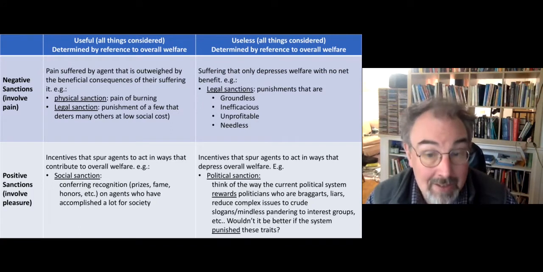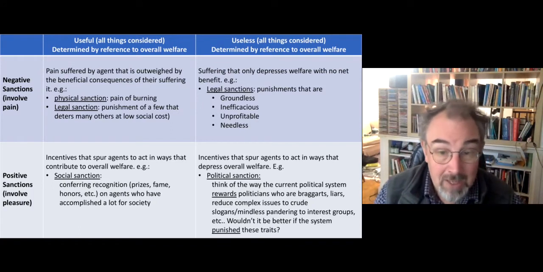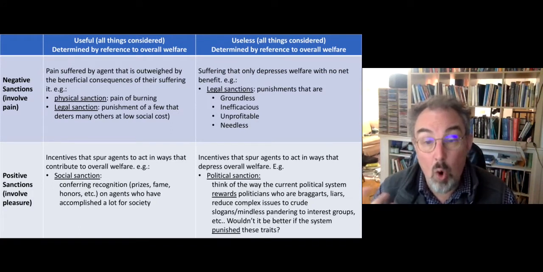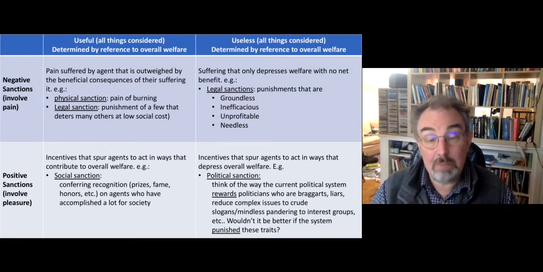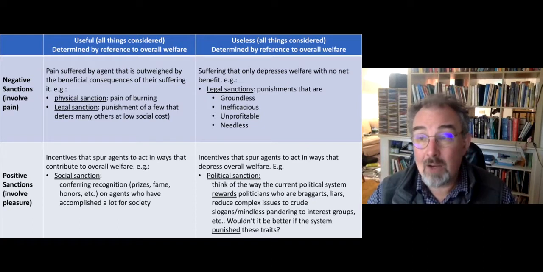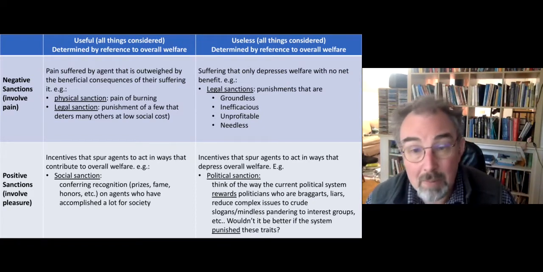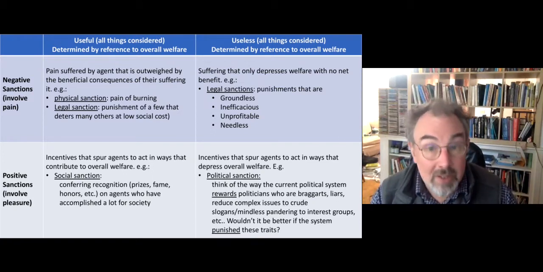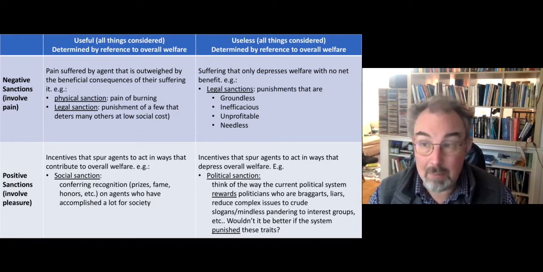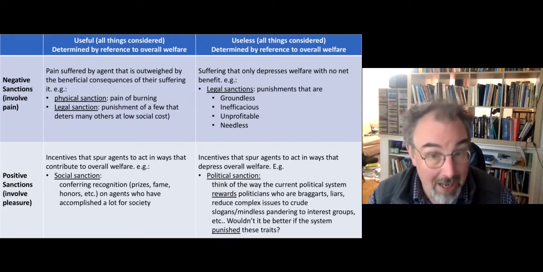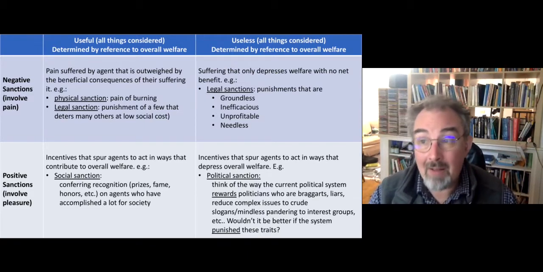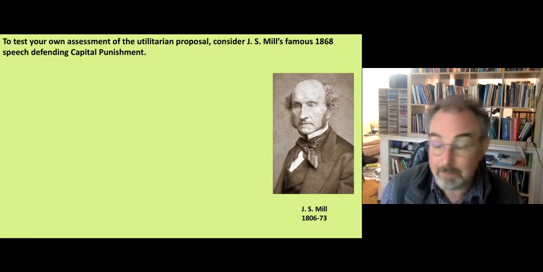Wouldn't it be better, a utilitarian might argue, if the system, rather than rewarding these kinds of traits, actually punished these traits and gave politicians active incentives for coming up with policies and proposals and arguing with the public in ways that are likely to promote propitious and effective public policy making in the common interest. And if you think that way about the organization of the political system, then you're thinking about it in very much the way that classical utilitarians recommend.